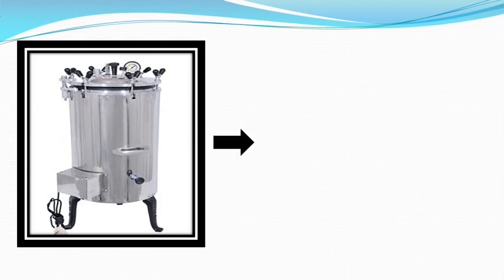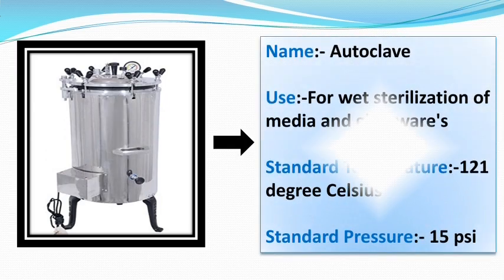Next instrument is the autoclave. The autoclave is used for wet heat sterilization of media and glassware, but mainly for media. Sometimes glassware is sterilized in the autoclave and then in the hot air oven. Standard temperature of this instrument is 121 degrees Celsius and standard pressure is 15 psi. Psi means pounds per square inch.